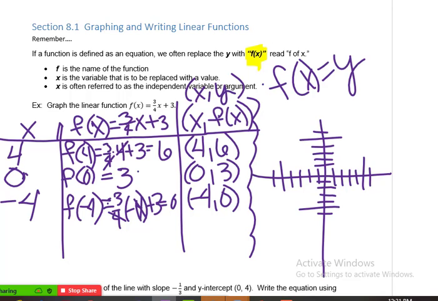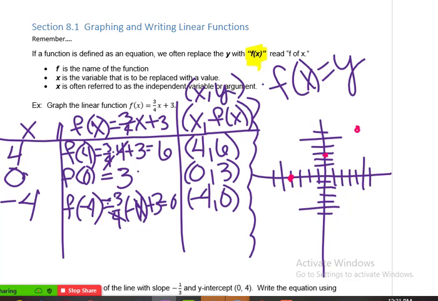And let's plot. So 4, 6, so that's to the right 4, up 6. We have the point 0, 3, and we have the point -4, 0.